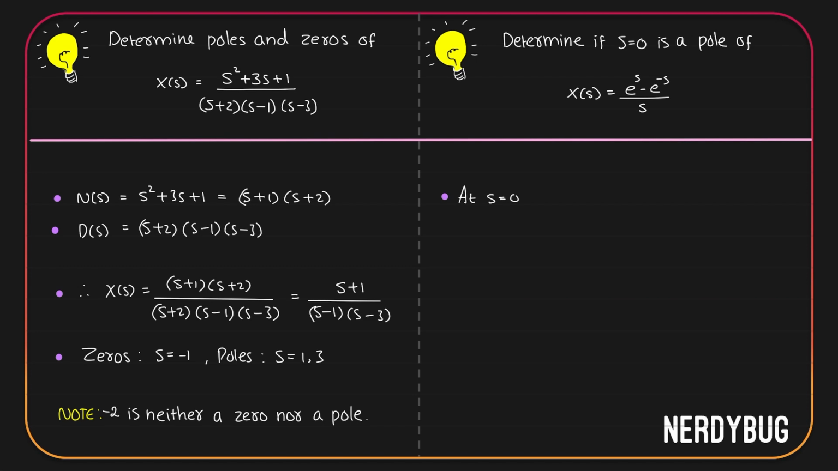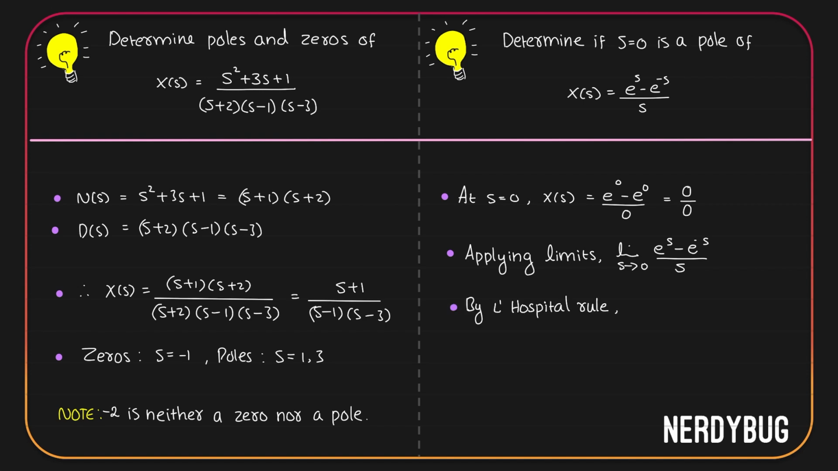At s equal to 0, our X(s) becomes e^0 − e^0 divided by 0. That is (1 − 1) by 0, or this is of the form 0 by 0. So we can't directly give s equal to 0. We'll have to apply limits. So we get the limit as s tends to 0 of (e^s − e^(−s)) divided by s. But the function is of the form 0 by 0, so we can't directly apply the limit. So we are going to use L'Hospital's rule.